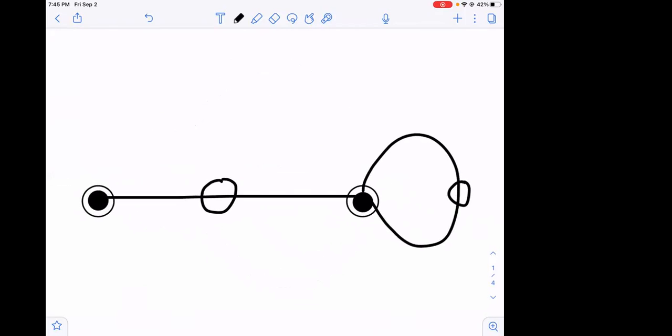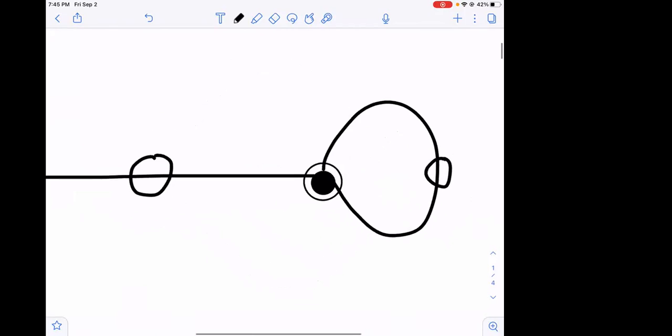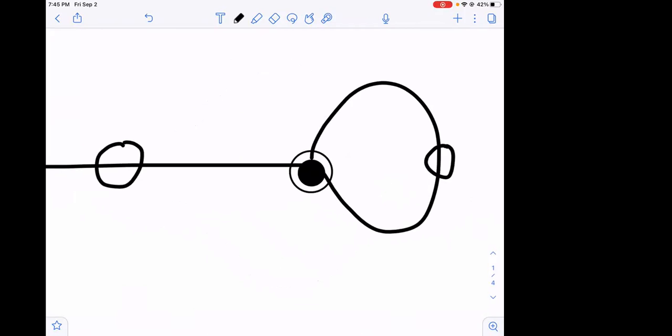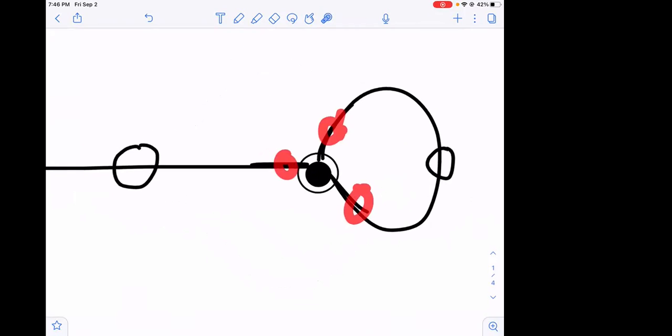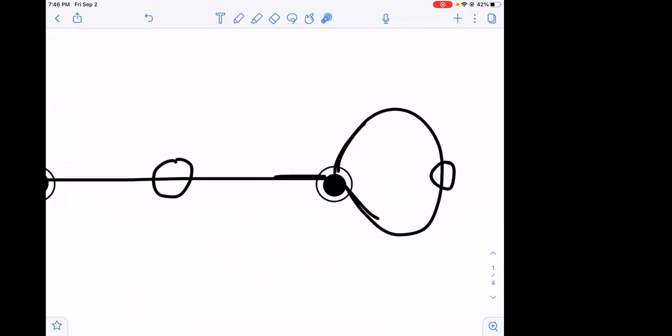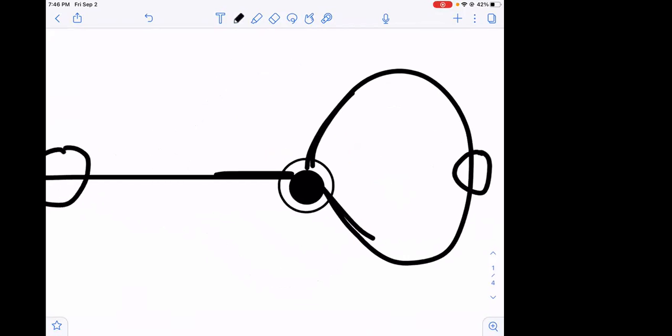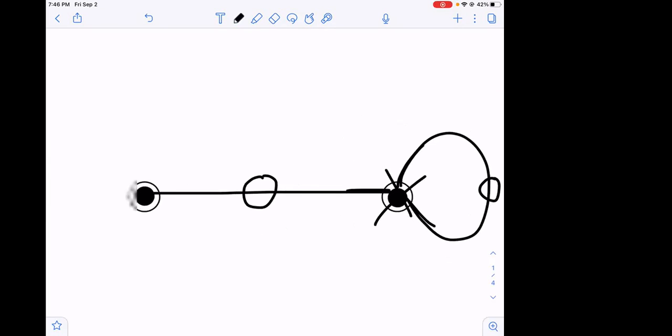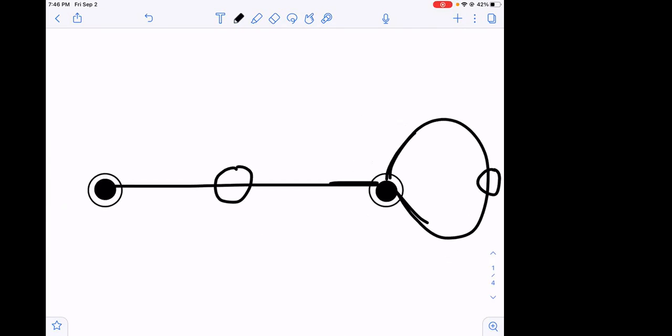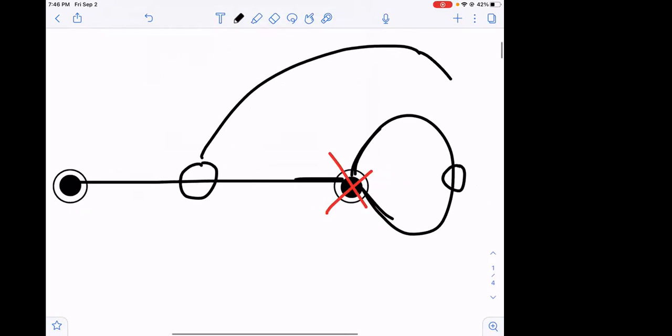Another thing is that if a point has 3 lines coming out of it, like this point, because we have 1, 2, 3 lines, that means that point is dead. So if a point is dead, I'll just cross it out, or actually I'll use red. So this point is dead, but the other points can continue connecting to each other.